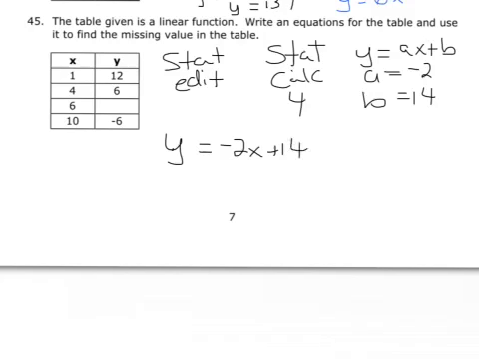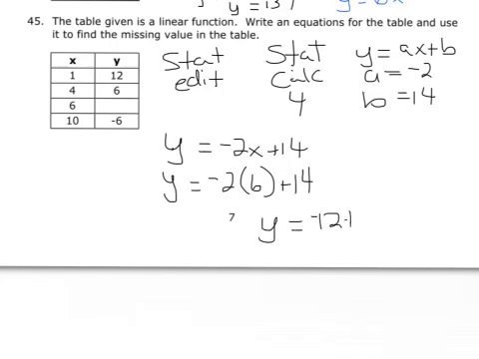Then we're going to take the value of x here and substitute it in here, and then we'll find the value of y. So y equals -2 times 6 plus 14, and we get y equals -12 plus 14, and -12 plus 14 is 2. So the value of y in this problem would be 2.